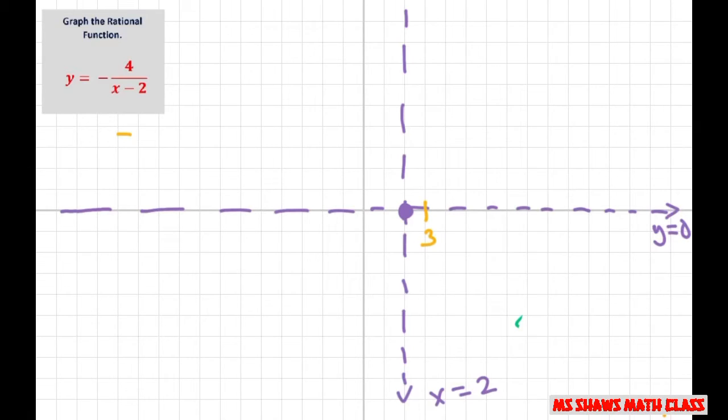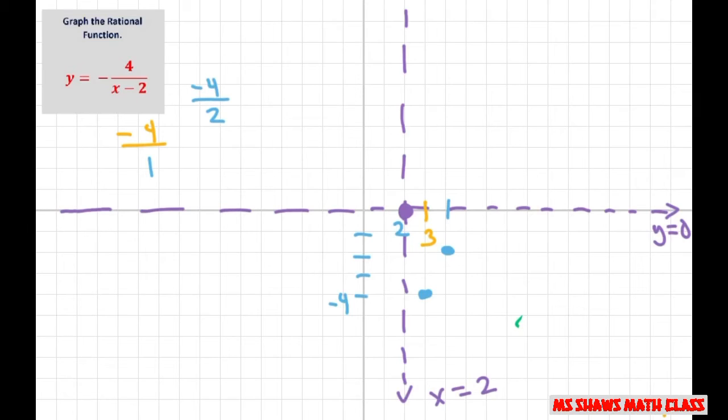If I plug in 3, I get negative 4 divided by 4 minus 2. Oh, 3 minus 2, right? 3 minus 2 is 1. So that would be negative 4. So at 3, we're at negative 4. All right. And let's plug in 4. If I plug in 4, I get negative 4 divided by 2, which is negative 2. So it would be here.